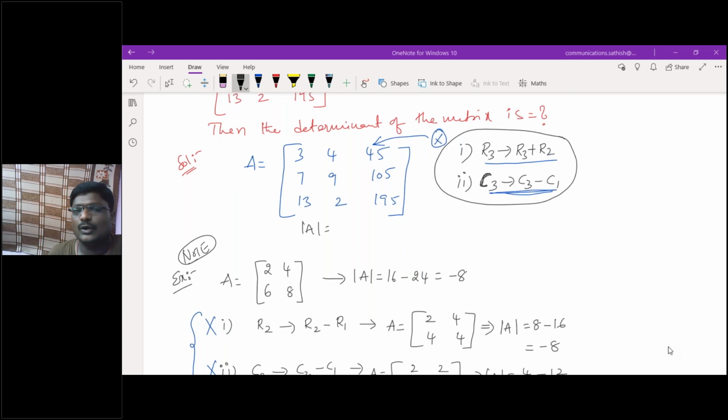See, no need to calculate. See the numbers. It is a huge set of numbers, but don't worry about it. If you properly check, this is C3. Whatever the value, C3 is nothing but 15 times C1: 15 times 3 is 45, 15 times 7 is 105, 15 times 13 is 195. So this C3 is 15 times C1, or not? Yes, sir.